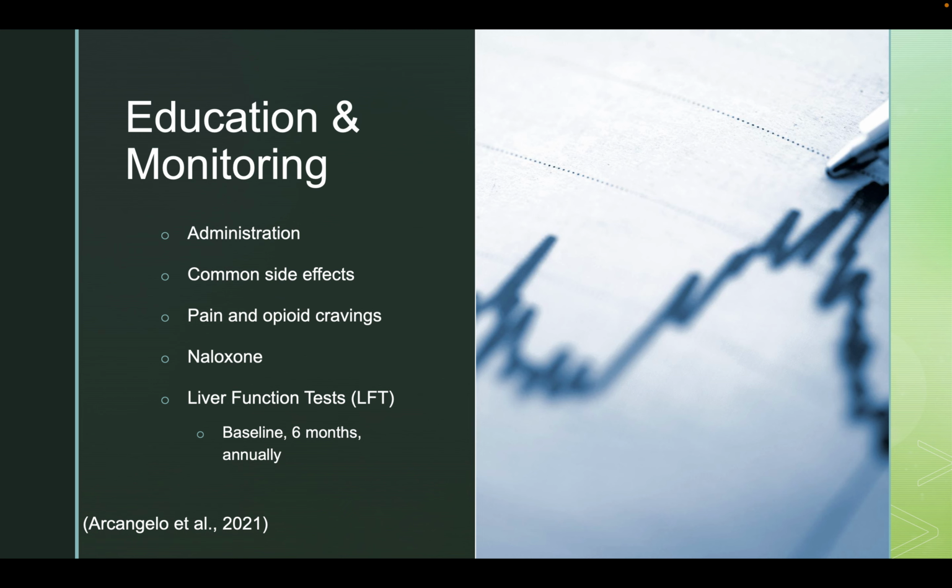Naloxone should also be a large part of the patient's education and its role in reversing opioid effects. This should be kept in the household. And liver function tests should be conducted at baseline before treatment, at 6 months, and annually after that when receiving buprenorphine. Determining the patient's hepatic function and also their risk of respiratory depression is crucial because buprenorphine could worsen these.